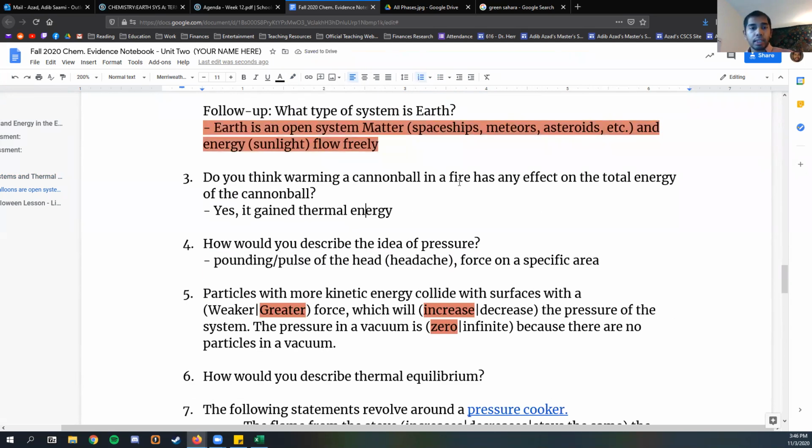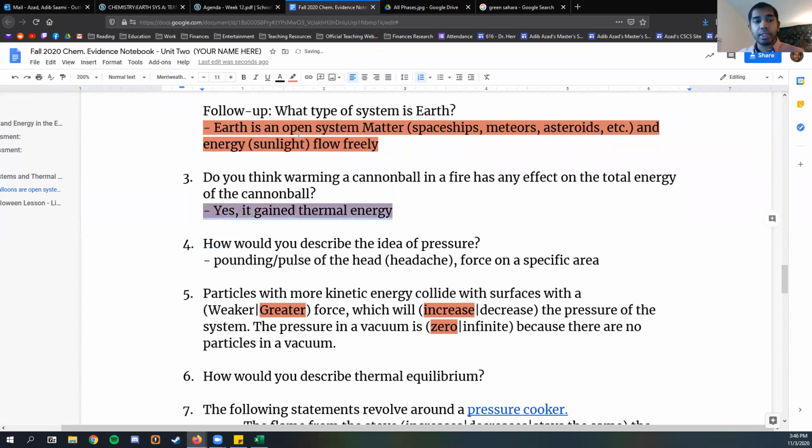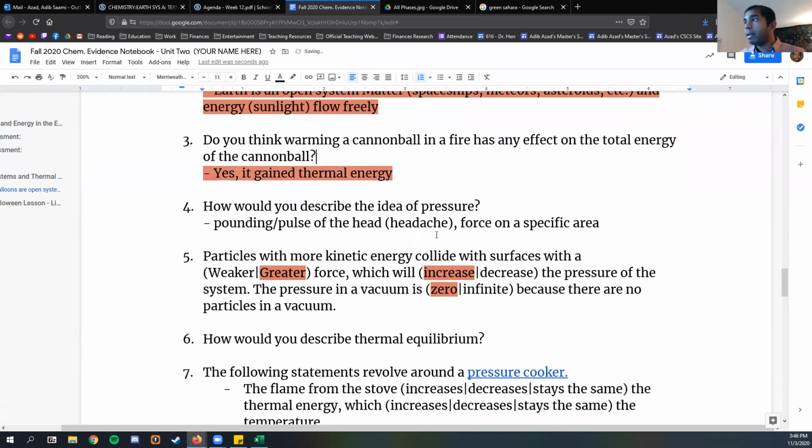All right, next up, also asked in the poll, do you think warming a cannonball in a fire has any effect on total energy? Yes, it has an effect. It's gained thermal energy. If we were to weigh a warm cannonball, I'm fairly certain it would weigh more.